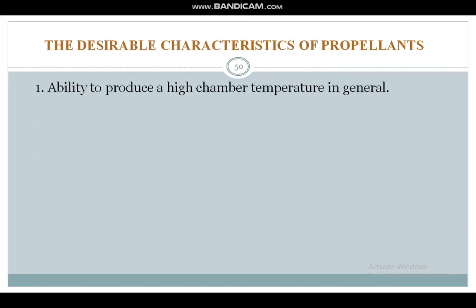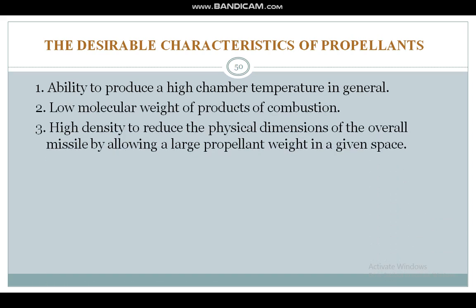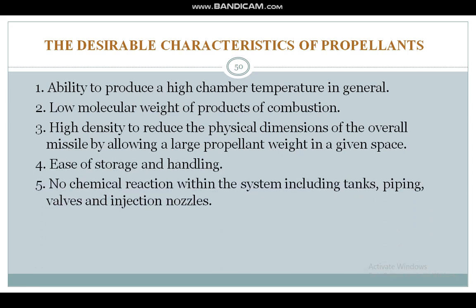Now, the desirable characteristics of the propellants. As discussed, the ability to produce high chamber temperature in general, low molecular weight of products of combustion, high density to reduce the physical dimension of the overall missile by allowing a large propellant weight, easy storage and handling, no chemical reaction within the system, readily ignitable, and availability.